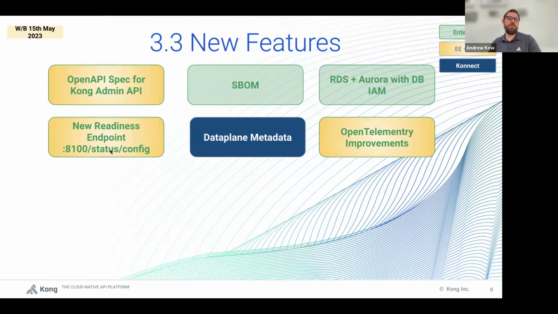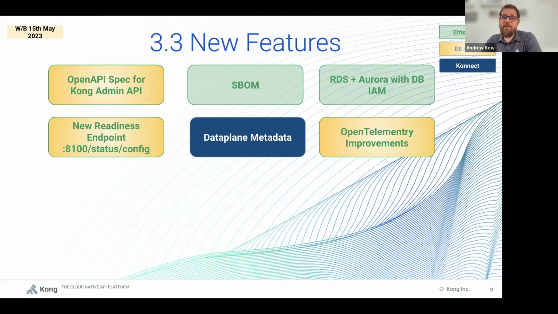So as soon as you've upgraded to this version, you can update your readiness probe in Kubernetes, and you'll be able to start using that. I'm sure the Helm chart from Kong will get updated with this new version, with that new readiness endpoint as well, and you'll be able to start using that.